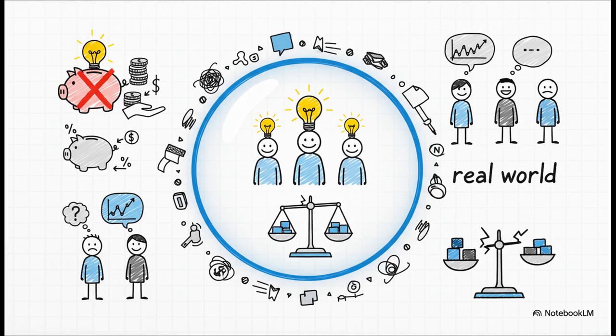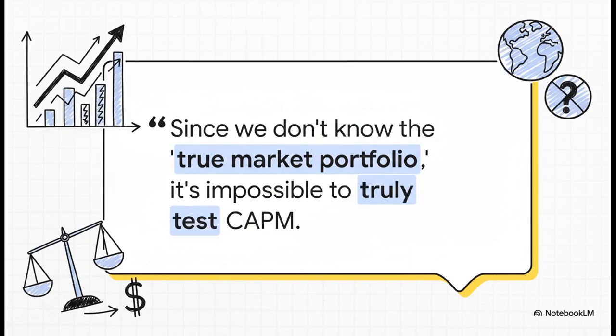And maybe the biggest knock against it, the most famous critique, comes from an economist named Richard Roll, and his point is brilliant. He says, look, the whole model depends on something called the market portfolio, which is supposed to include every single asset in the entire world. We're talking stocks, bonds, real estate, fine art, cryptocurrencies, everything. But how could you ever possibly measure that? You can't. And if you can't measure the market, Roll argued you can never truly test if CAPM actually works. It's a huge problem.